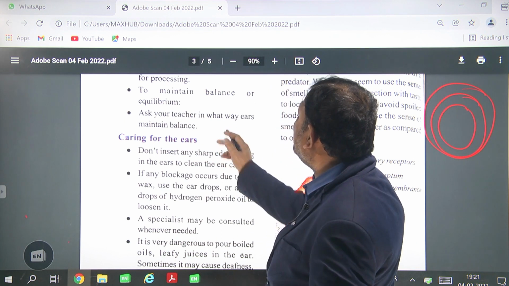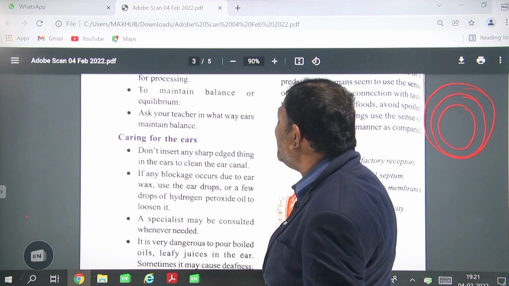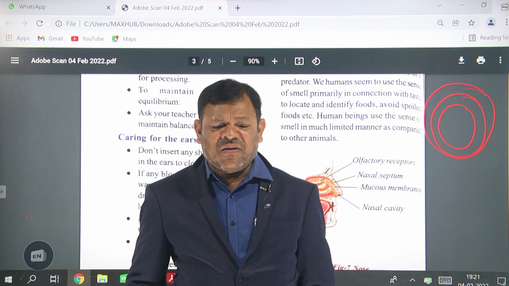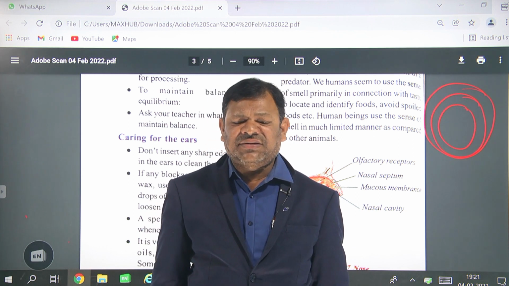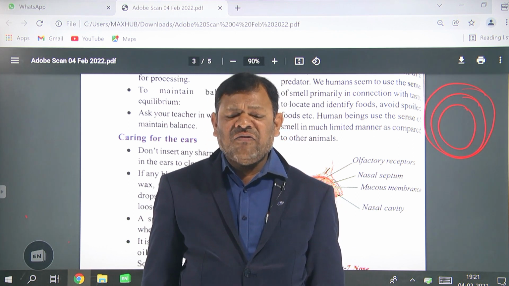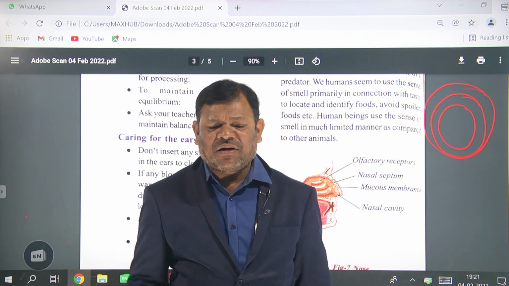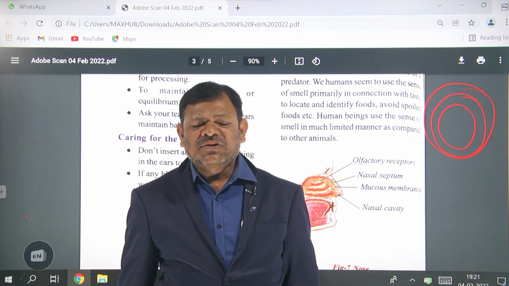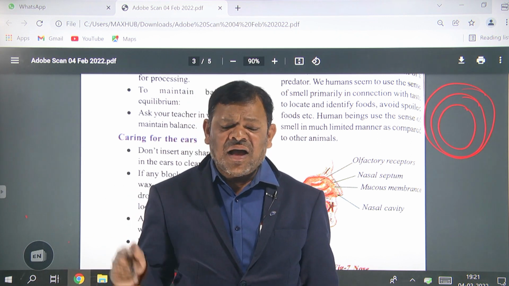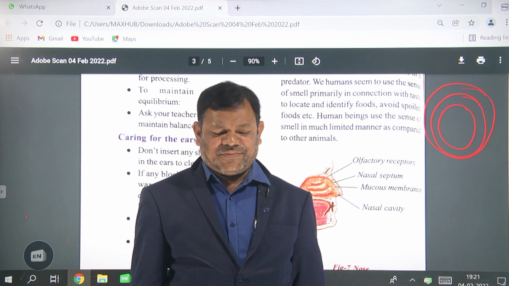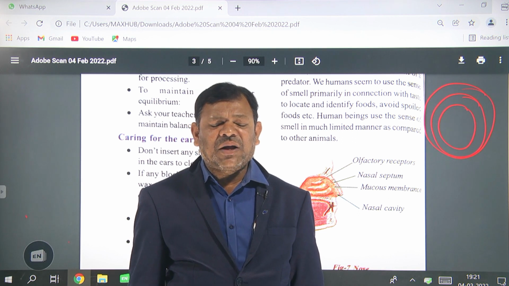Next, ask your teacher in what way the ears maintain balance. For example, when we are standing, that is balance. Equilibrium: we are sleeping, we are standing, we are talking, we are teaching. These are all balances under the control of the ear. Equilibrium of the body, posture.